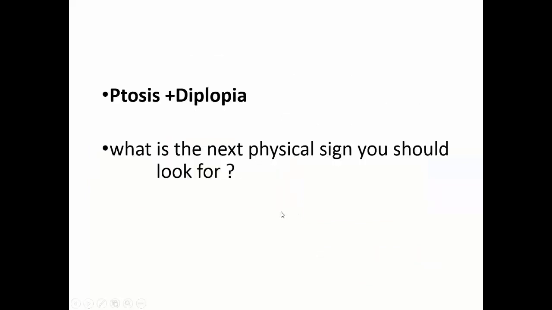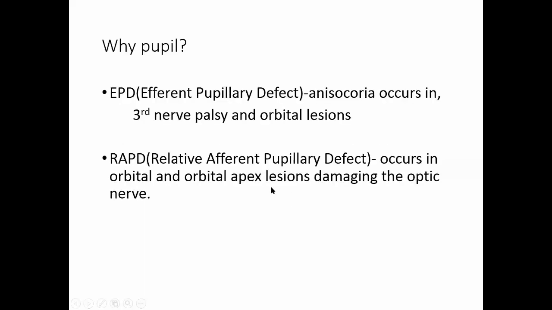Right. So in a patient who presents with ptosis and diplopia, and you have looked for these very obvious signs of hyperemia and globe position and deviations, then what is the next important physical sign you would look for? The pupil. Right. So why pupil? There could be two pupillary abnormalities associated with ptosis and diplopia.